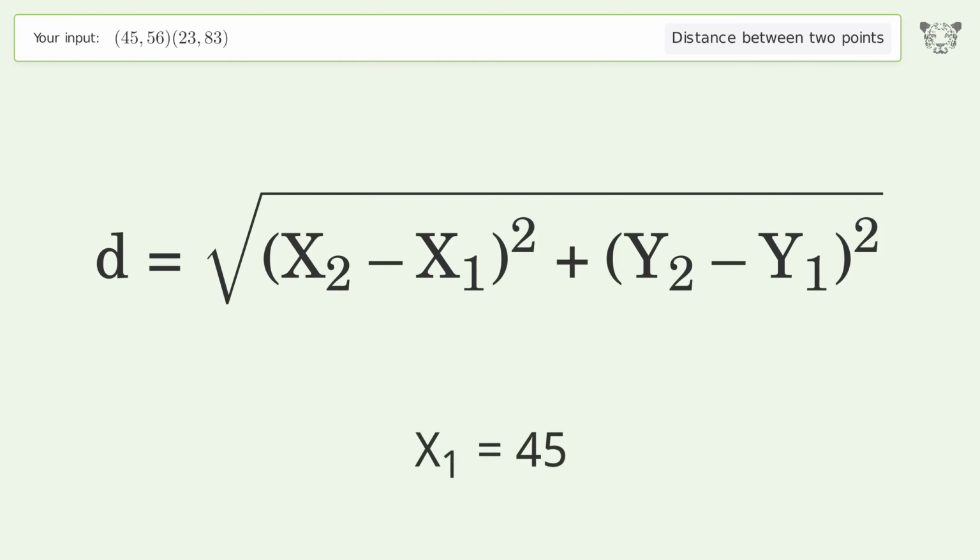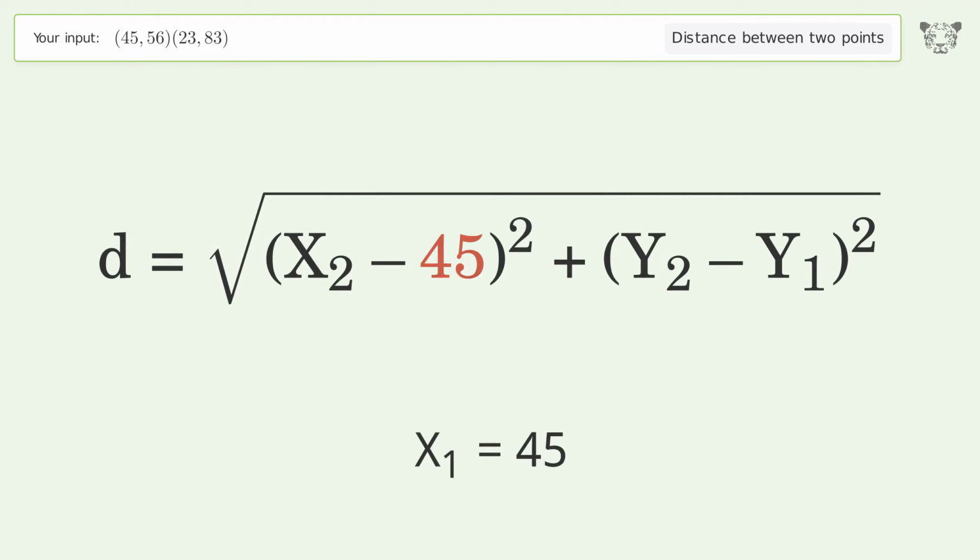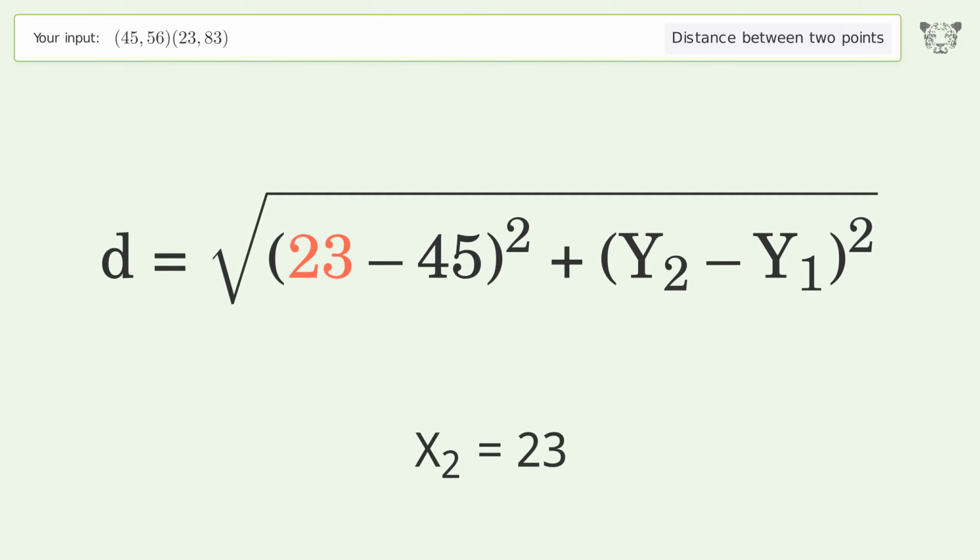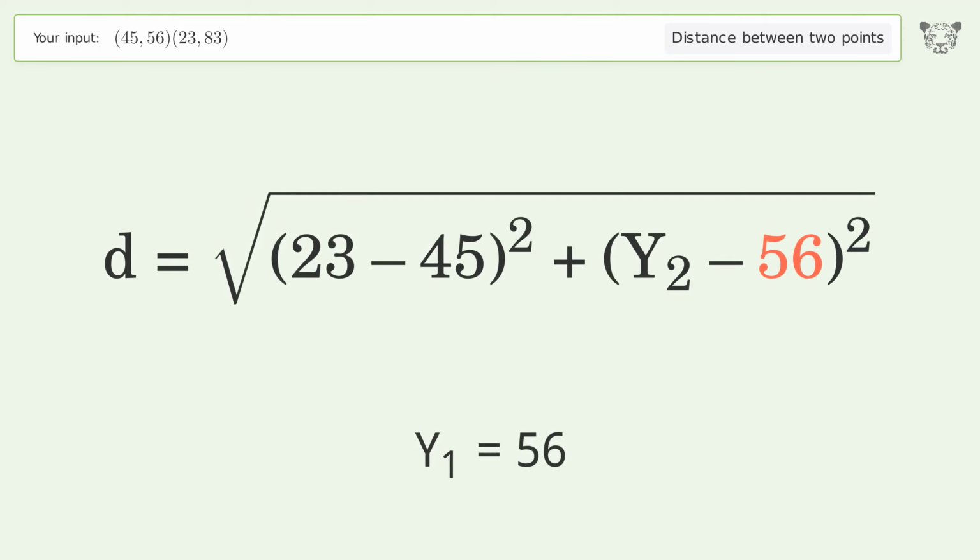x1 equals 45. x2 equals 23. y1 equals 56. y2 equals 83.